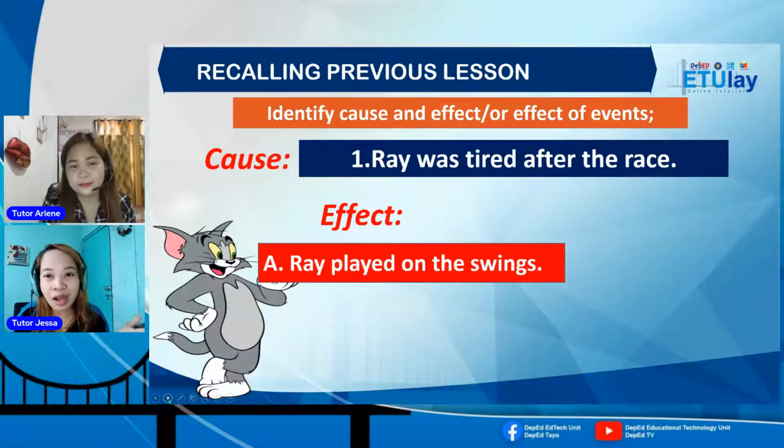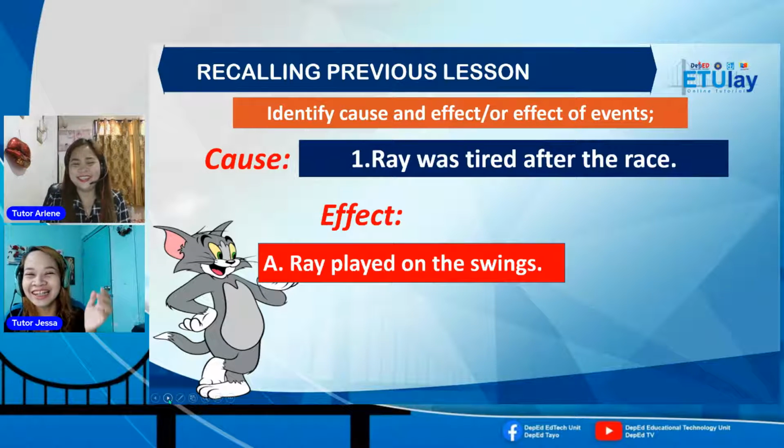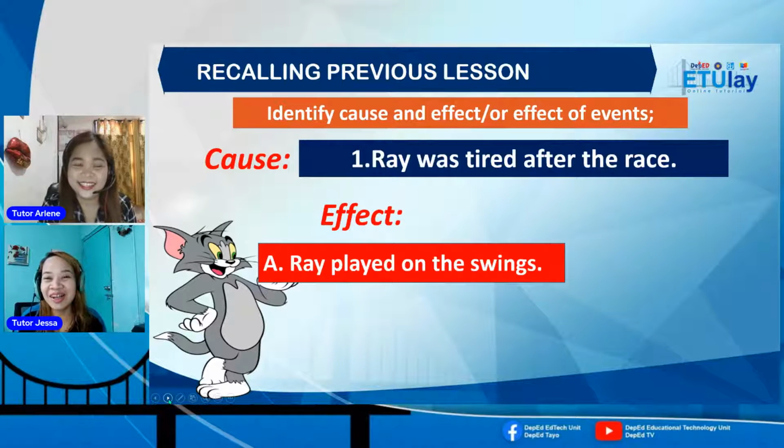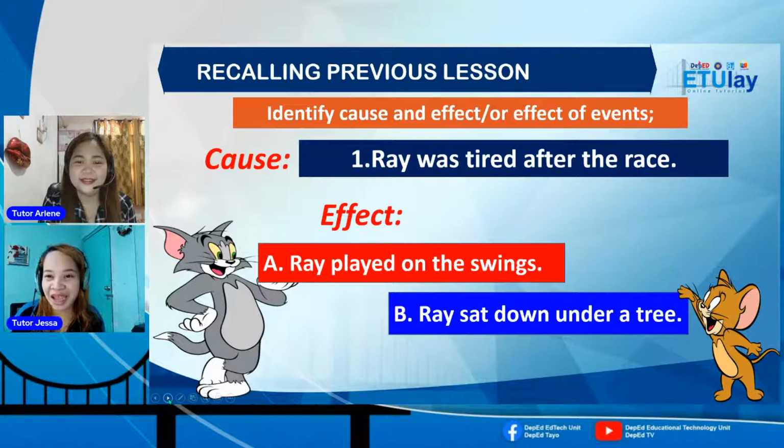Okay, so who said it right? Is it Tom? According to Tom, tama ba ako? Tutor Arlene, si Tom. Opo, tama. Okay. Sino nanonood ng cartoon? Oo. Tom and Jerry. Oo, sinisigurado ko lang. Alright, so is it Tom? Ray played on the wings? Or is it Jerry? Ray sat down under a tree. Okay, so the cause and then find the effect. So who said it right? Is it Tom or Jerry? So Tutor Arlene. Okay, kids.